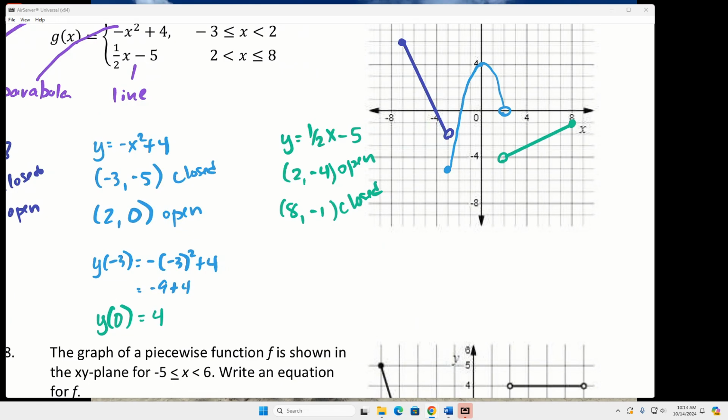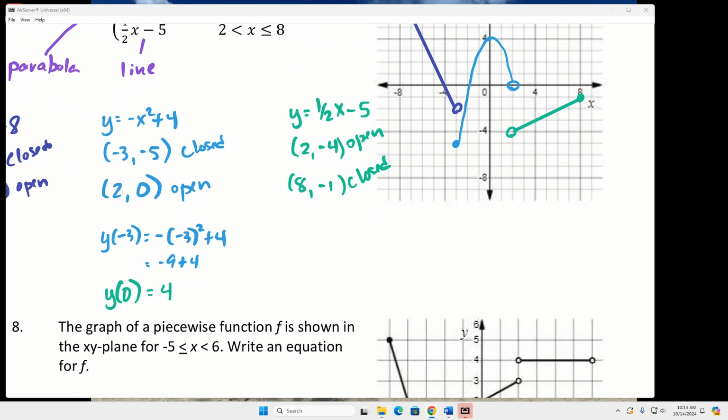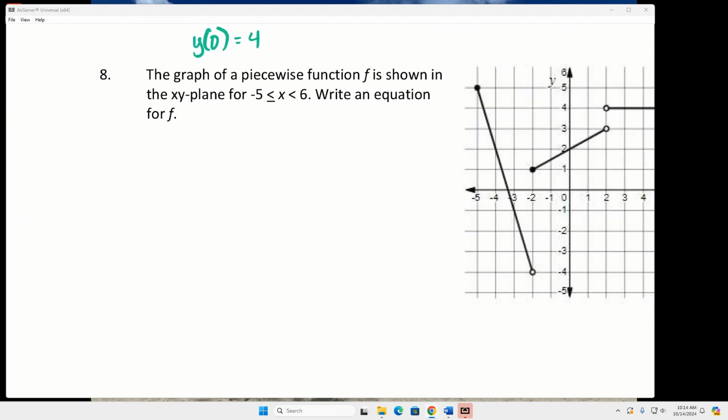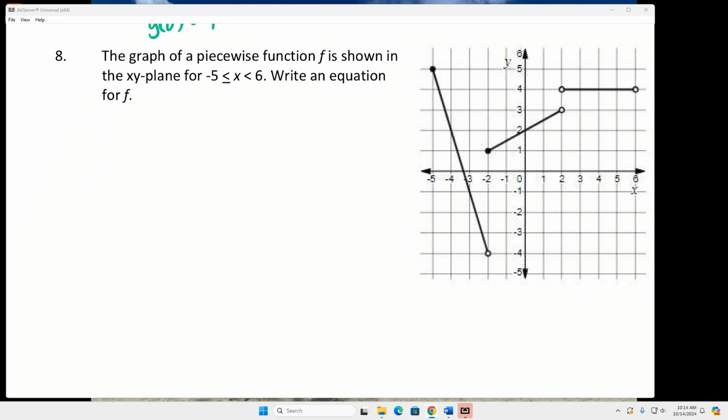Alright, any questions? Alright, and then the very last thing we're going to do is write the rule for the piecewise function. I feel like if you can do this, then you really understand piecewise functions. So we have this one, it's called f, so we're going to call it f.